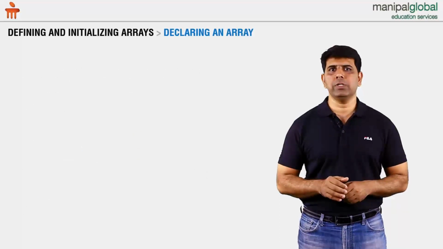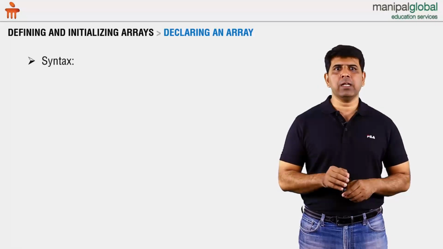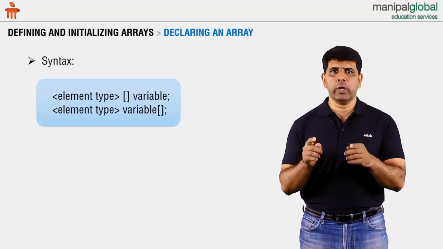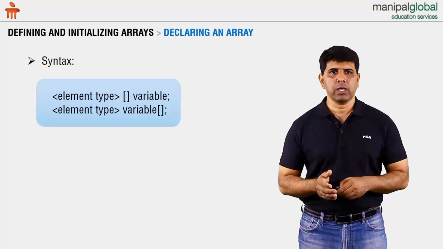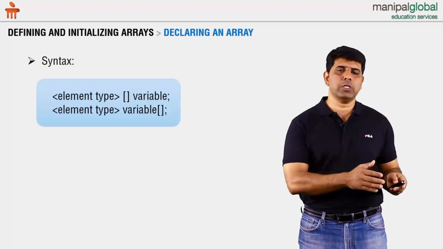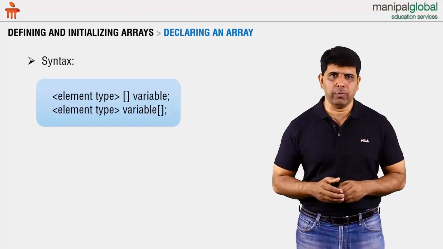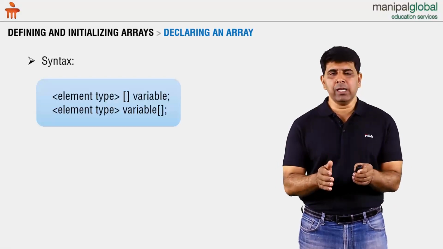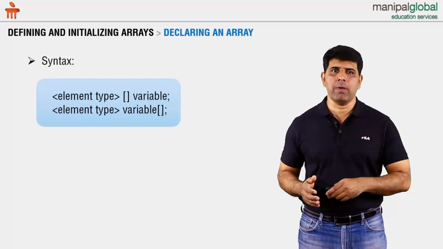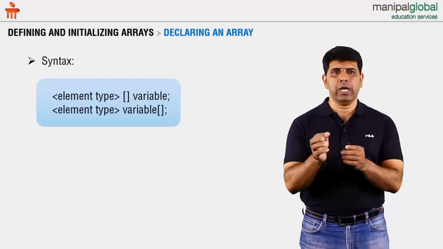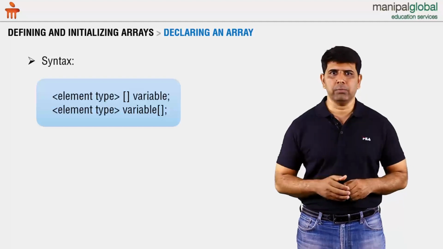Now, let's see how to declare an array. An array declaration includes an element type, a square bracket, and a variable. The square bracket can be placed either as a prefix to the variable or as a suffix to the variable. Note that the element type is not for the array, but for the array's individual members. So, if you have 10 integers, you have to say int followed by square brackets and a variable.